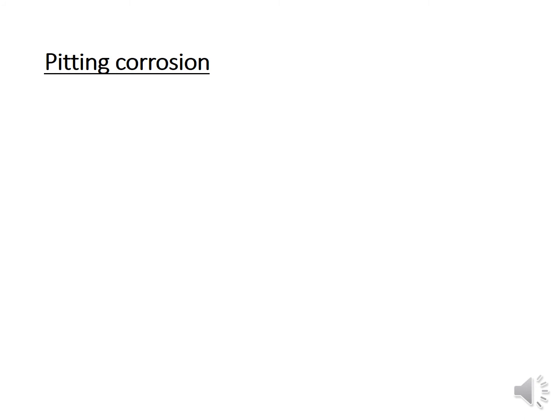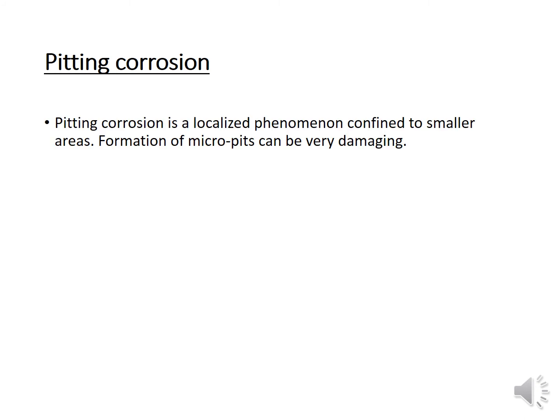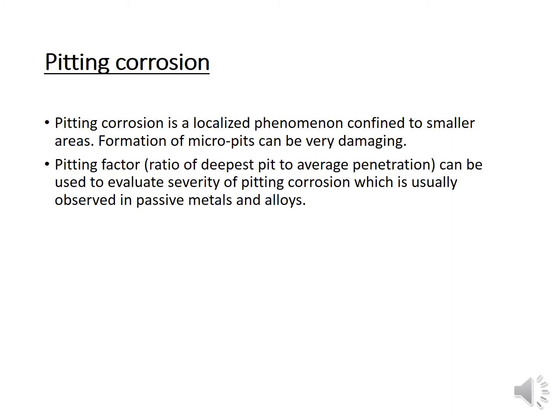The next type is pitting corrosion. Pitting corrosion is a localized phenomenon obtained on smaller areas. Formation of micropits is very damaging to the structure. What is the meaning of micropit? Forming small cavities, small holes, is called micropits.